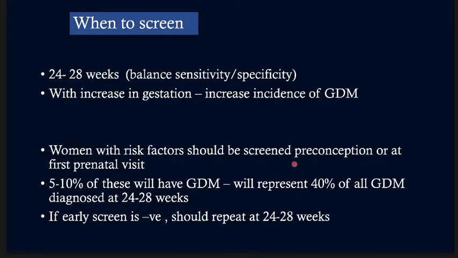And all these patients should be screened for risk factors. So patients who had a bad outcome in the last pregnancy, who are obese, who are from certain ethnic populations should be screened even before pregnancy. And some of these patients who are screened early, we might miss 10%, so they have to be rescreened at exactly 24 to 28 weeks, so as not to miss anyone.